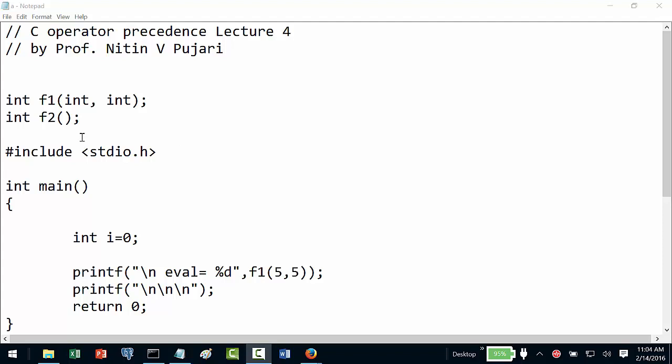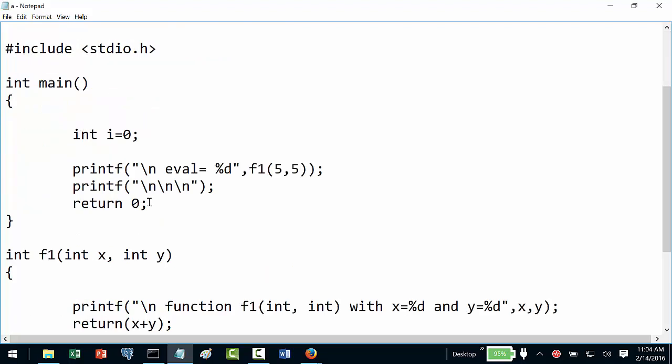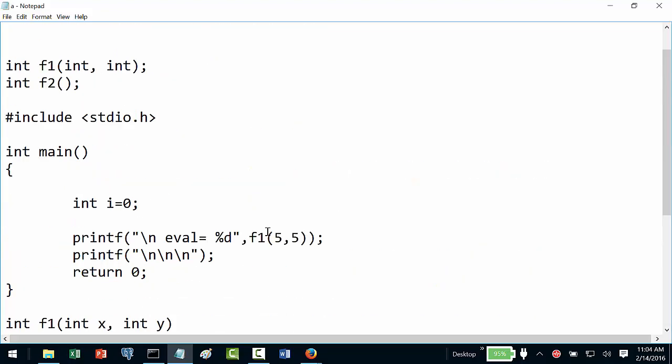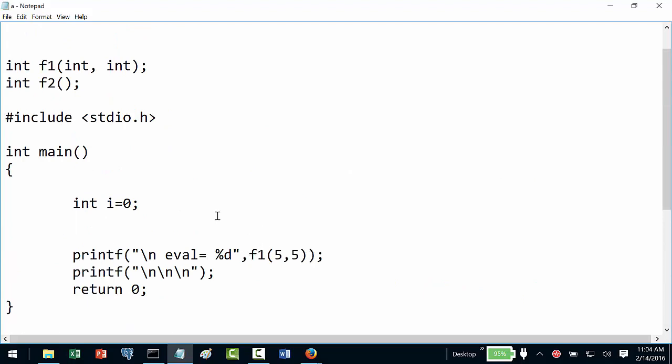I've just defined, for this lecture, a better understanding of precedence of operators. Two functions f1, f2: one takes two integers, the other doesn't take any integer. One returns x plus y, the sum of x plus y, the other returns 200. So before that, suppose I have an expression like this, say i is equal to 10 plus 20 plus 30.